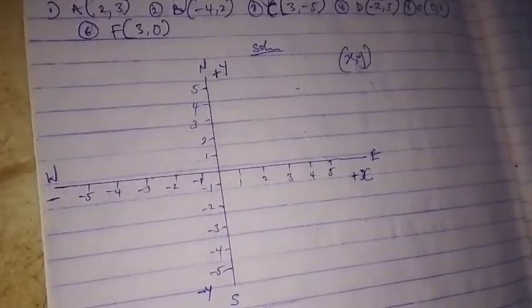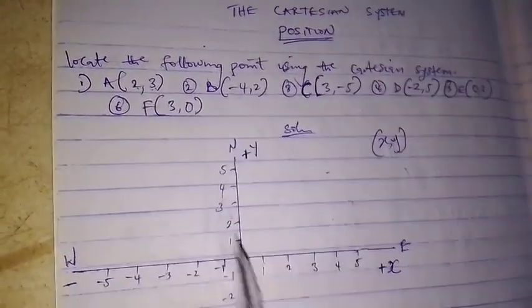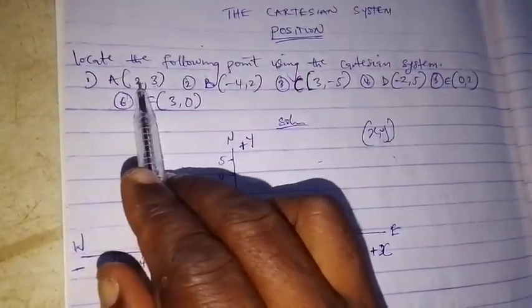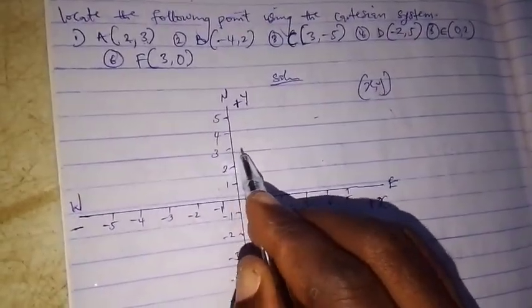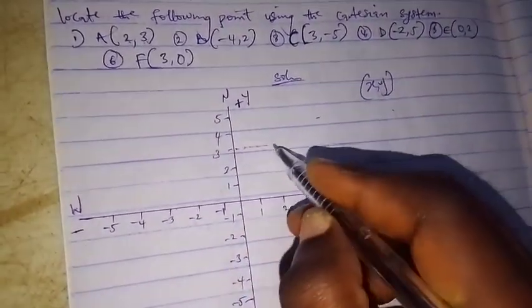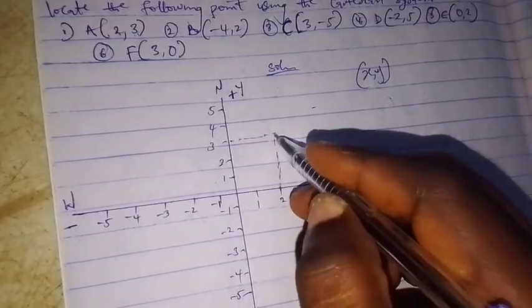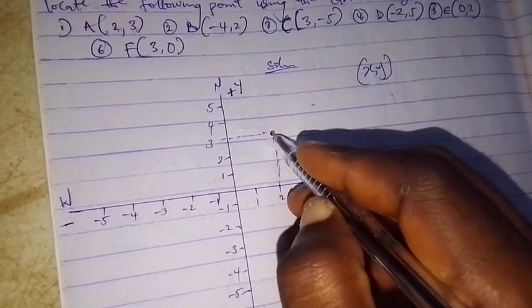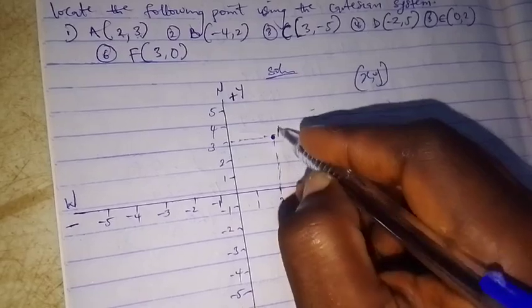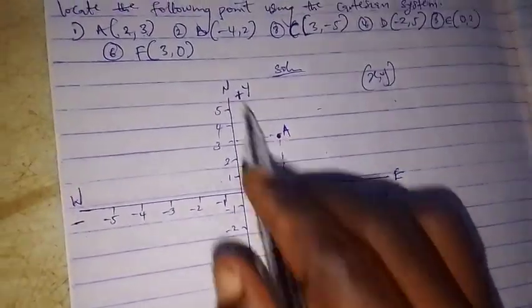Okay, now let's do A. We said A is (2, 3). X is 2, so we locate 2. Remember, this is plus 2, positive 2. This is 2 here, against plus 3 for y. So we look for 3. This is 3. We trace like this against 2. Where did they meet? They met here. This is the point where they join. So here becomes our A. This is the position of A. Is that understood?